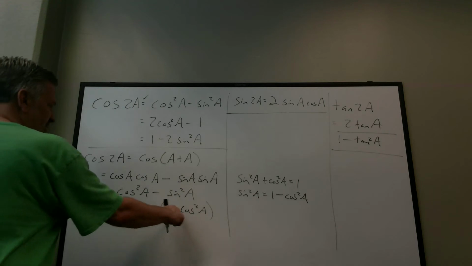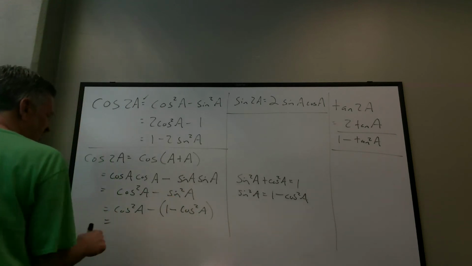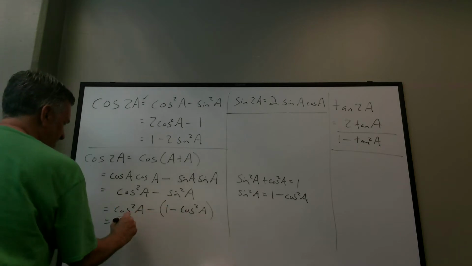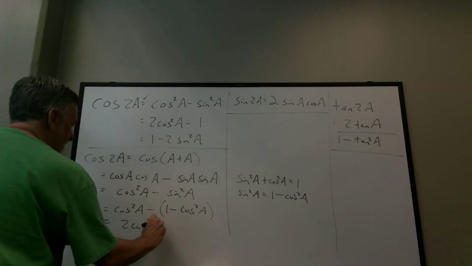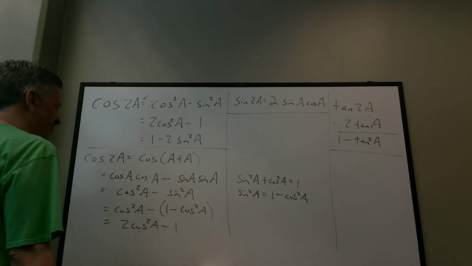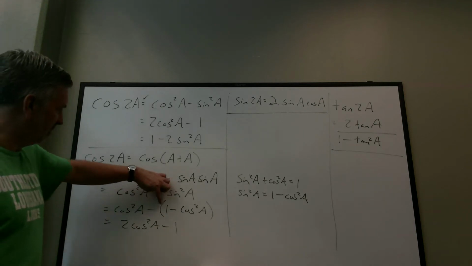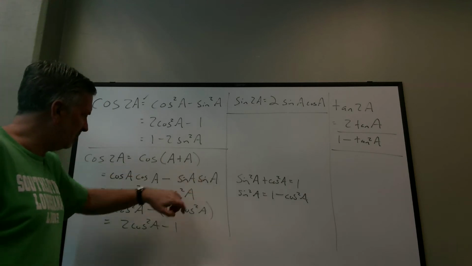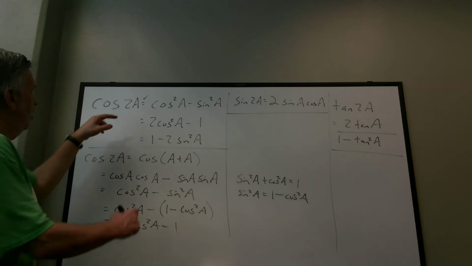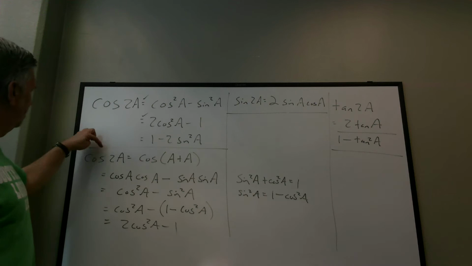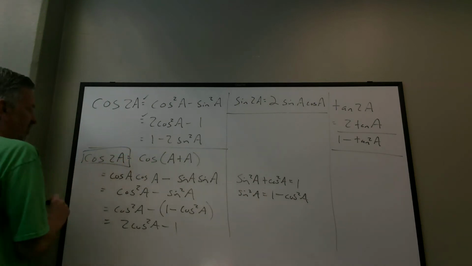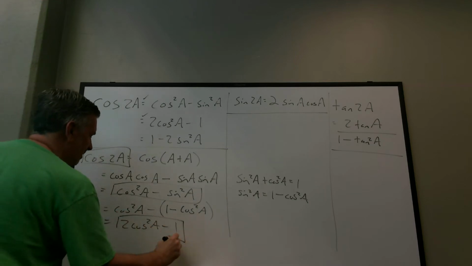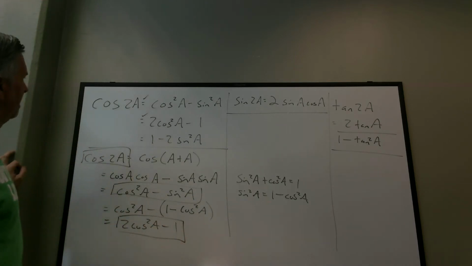Now if you distribute the minus sign and combine like terms, you get cosine squared a, minus minus, that's plus cosine squared a, is 2 cosine squared a, and then minus 1. So when you distribute, you get the minus 1, minus the minus is the plus, so you get cosine squared plus cosine squared is 2 cosine squared, and notice I've got the second one. That's what I started with, and then I got it equal to that, and then I got it equal to that. Now there's one more left to go.